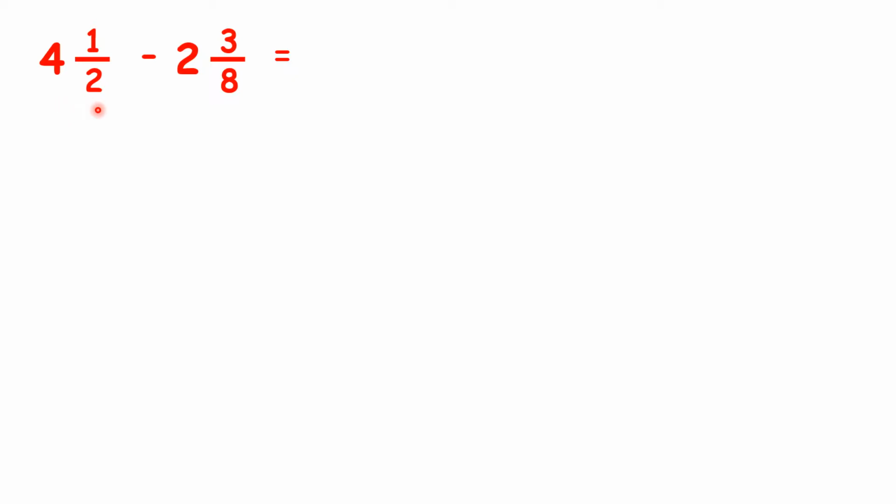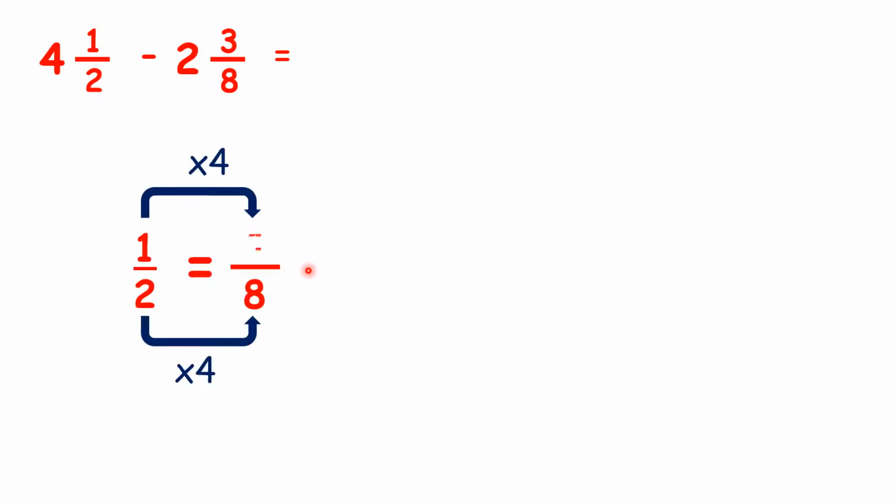Here we have 4 and 1/2 take away 2 and 3/8. Now, as we know, to subtract fractions, we need the denominators to be the same, so we can change that half into 4/8. So now we can rewrite our question: 4 and 4/8 minus 2 and 3/8. So now we can just subtract the whole number and subtract the fraction, so we get 2 and 1/8.